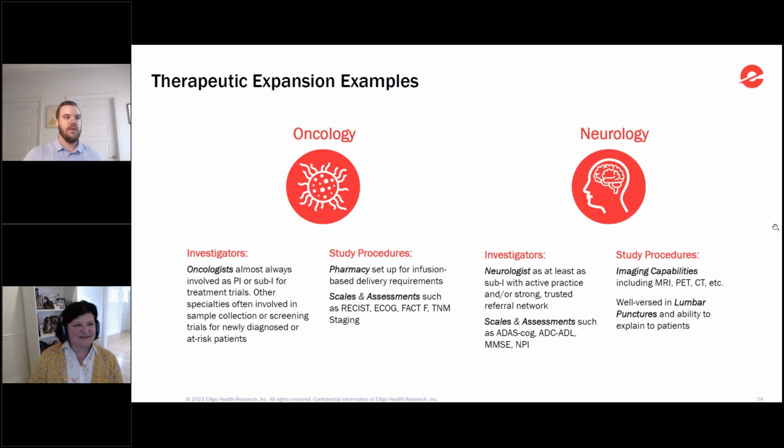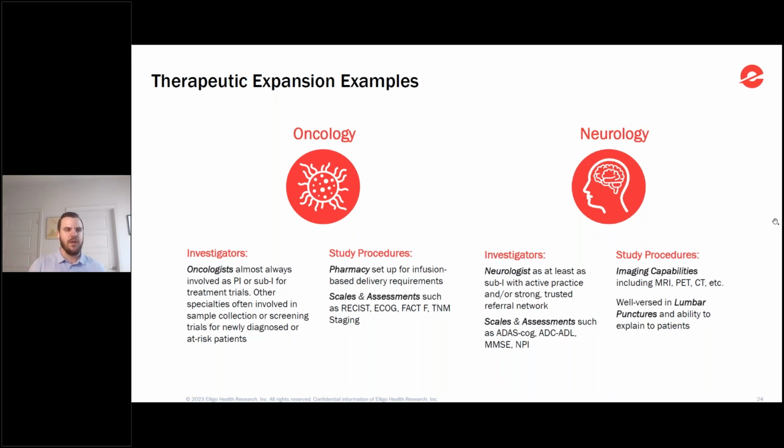Riley? Thanks, Dawn. And then flipping things from oncology to neurology and focusing on some of the key overall areas that Dawn had mentioned. So when we think about neurology trials, oftentimes neurological conditions are not just chronic, they're progressive, right? So based upon those disease states, and speaking in generalities, you'll want to have a neurologist that can at least serve as a sub-I, right?